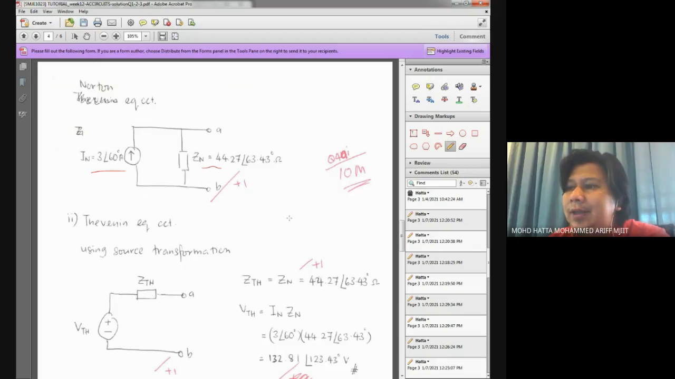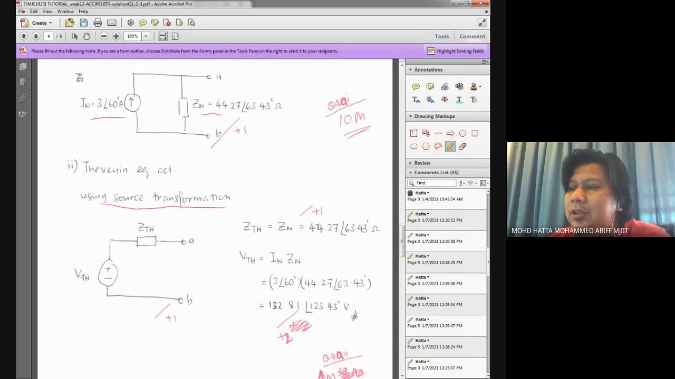And finally, if you look at the second part of the question, it says to please calculate the Thevenin equivalent circuit. If you remember, on Tuesday I mentioned that if you have a Norton equivalent circuit, you can easily convert it into a Thevenin equivalent circuit just by using the source transformation theorem.